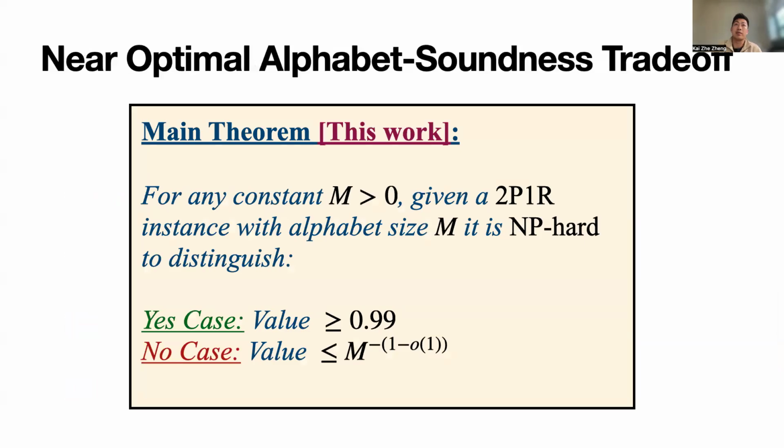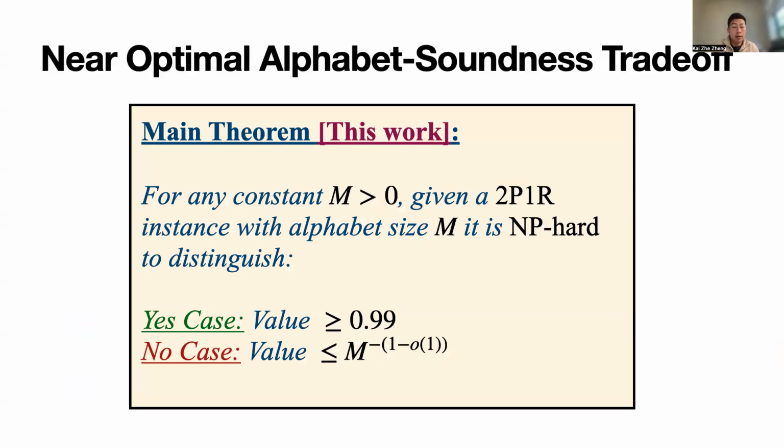Formally, our main theorem is the following. So we show that for any constant m, given a 2-prover 1-round game with alphabet size m, it's NP-hard to distinguish whether its value is close to 1 or at most roughly m to the negative 1.